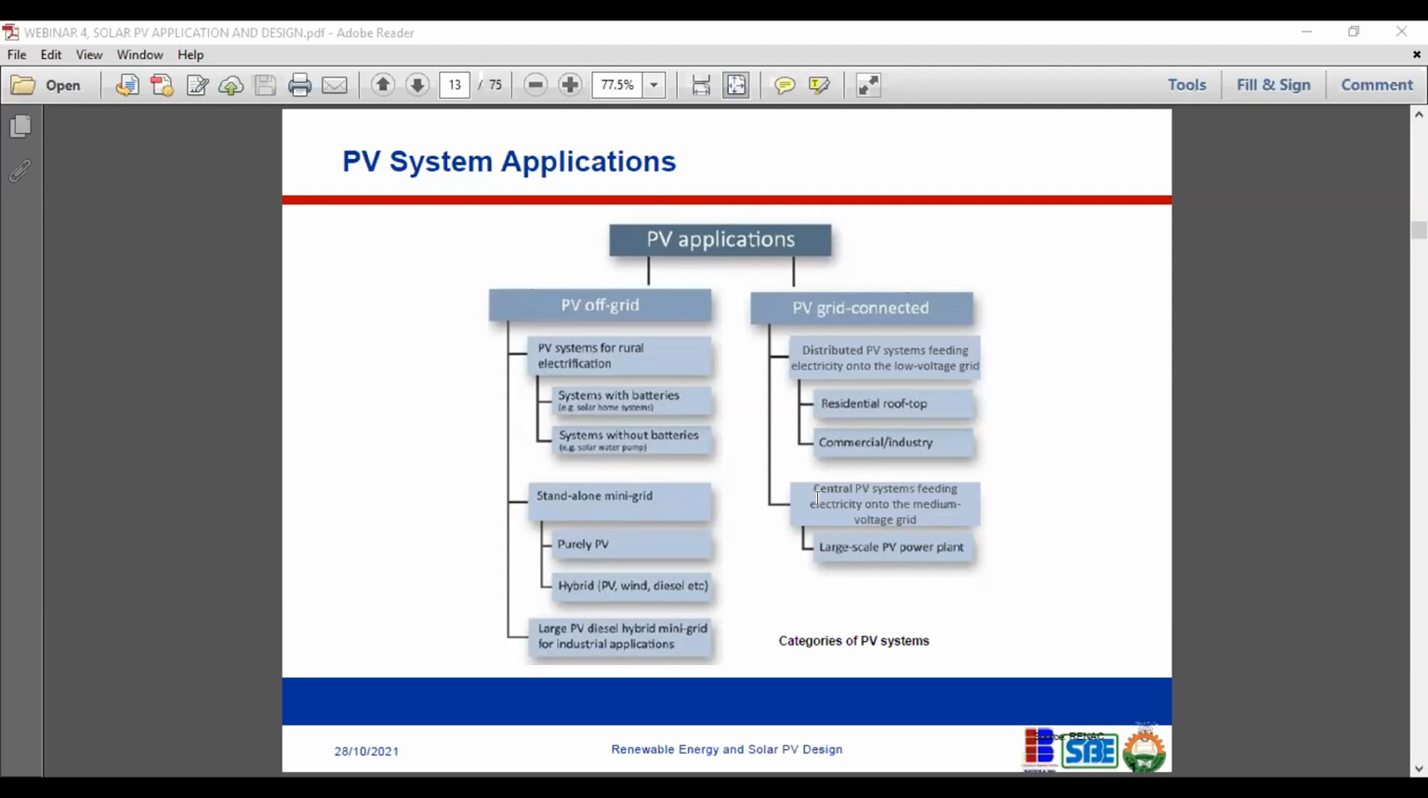So now, in many of these cases, you have the large-scale PV plant, or what some of us prefer to call a solar farm. So you have a large PV installation, and they are feeding directly into the grid. Okay, so all of these are examples of grid-connected PV systems, and the ones on the left are examples of off-grid PV systems.